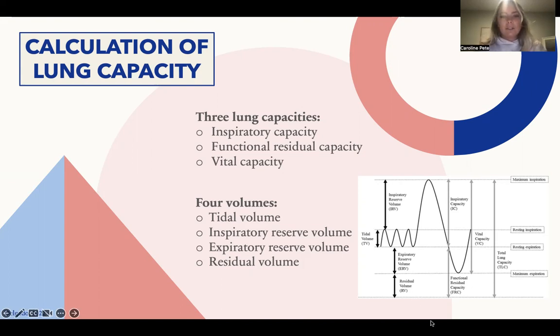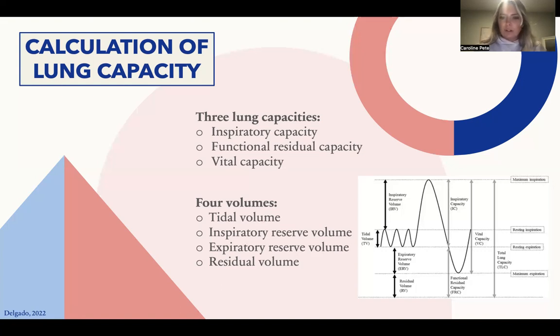The tidal volume is the amount of air that goes in or out of the lungs with each full breath in and out. You can see in this figure right here, so here's a breath in and out. You can see the resting inspiration and resting expiration. So you'll have your tidal volume in between that. On average, this volume should measure to be around 500 milliliters in males and 400 milliliters in females.